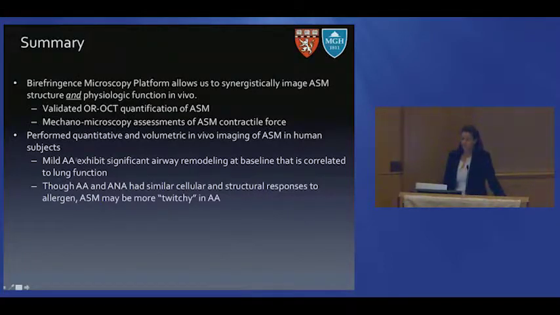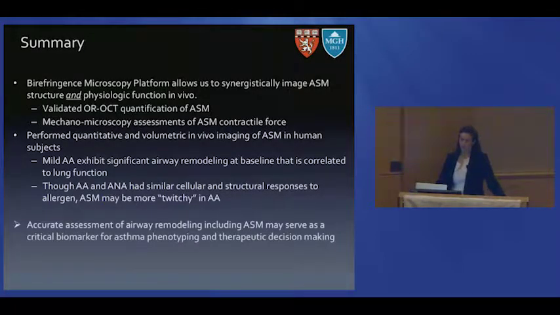And basically, we've performed imaging in a number of human volunteers, and we've demonstrated that the mild allergic asthmatics have significant airway remodeling at baseline, which we didn't really expect to see, and that is directly related to lung function. And our results lead us to believe that potentially the airway smooth muscle is just more twitchy in the allergic asthmatics compared to the allergic controls.